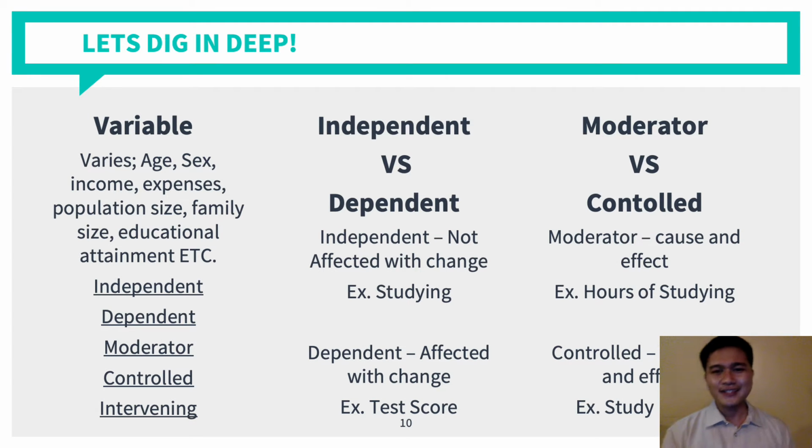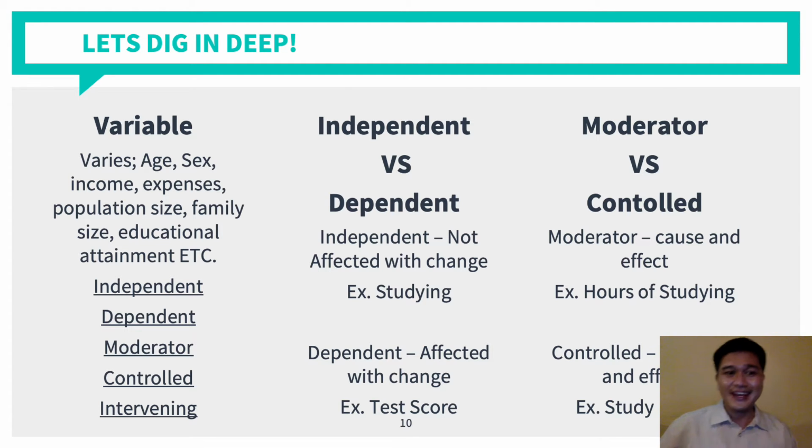There are a lot of kinds of variables. It varies in age, sex, income, expenses, population size, family, educational achievement, anything under the sun, pwede siyang maging variable. Imagine, even yung measurement ng kamay at paa mo, pwede silang variable. So, what does this mean? Ang data, hindi lang siya basta-basta numerical. Basta nakakatulong sa research mo, pwede siya maging data.